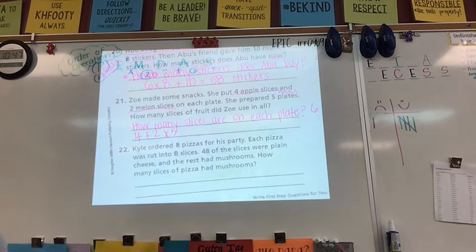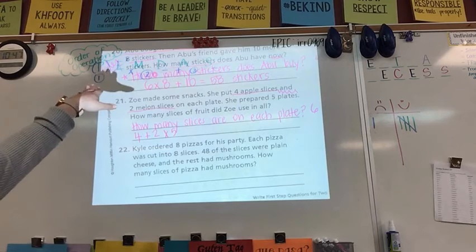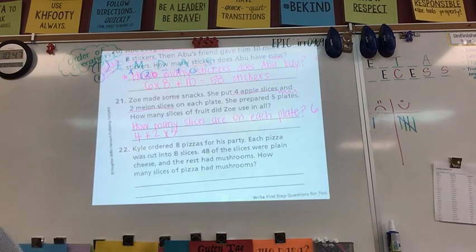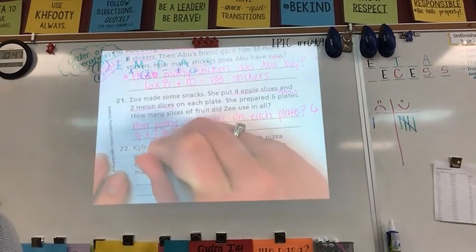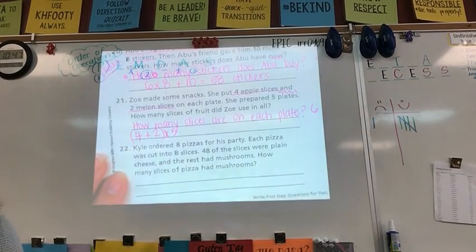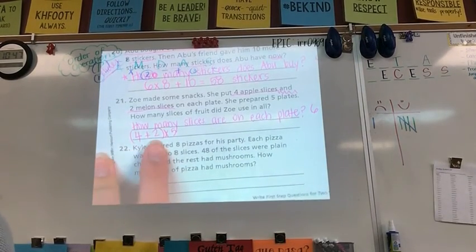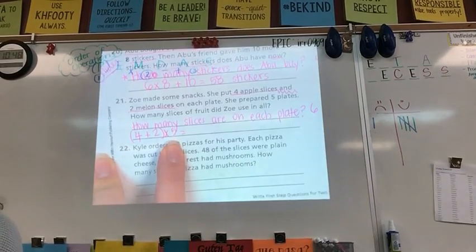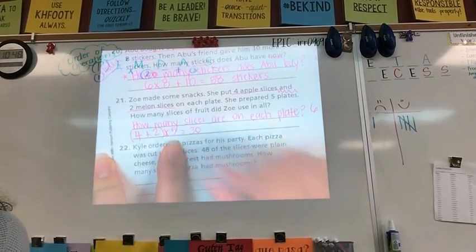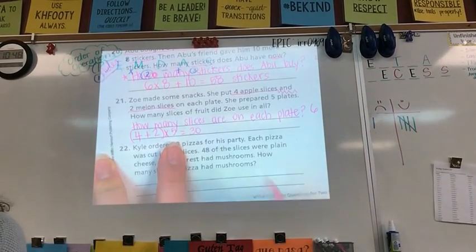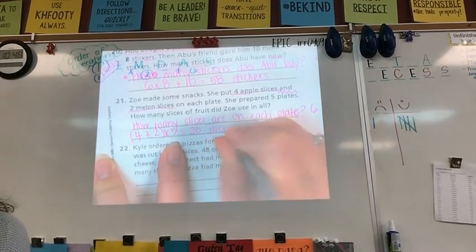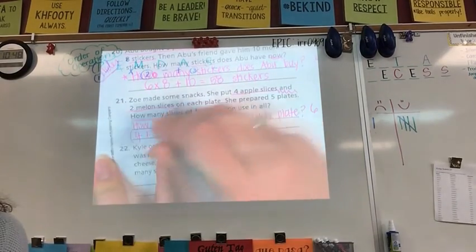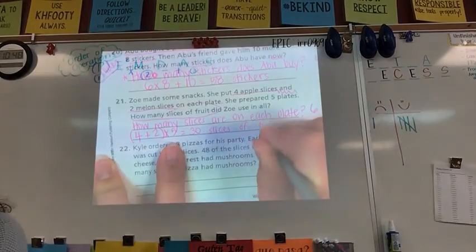My friends, if we added first in this problem, does that follow my order of operations up top? No, so what do I need to add in? Parentheses, so we make sure we do this first. 4 plus 2 is 6 times 5 gives me 30 slices of fruit. Is slices going to be one of our standards?